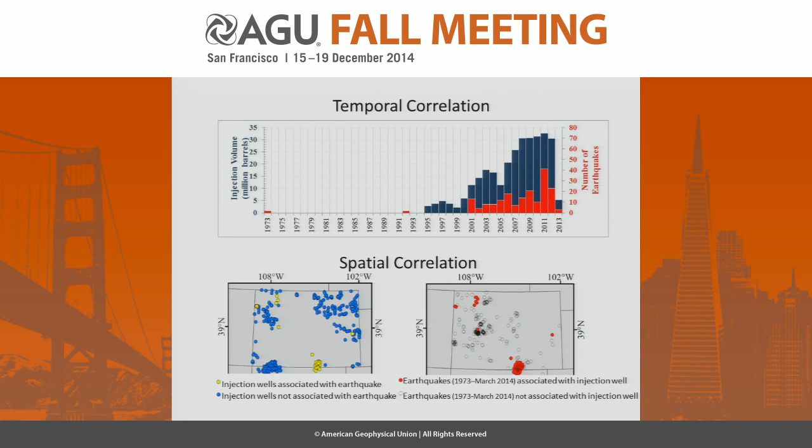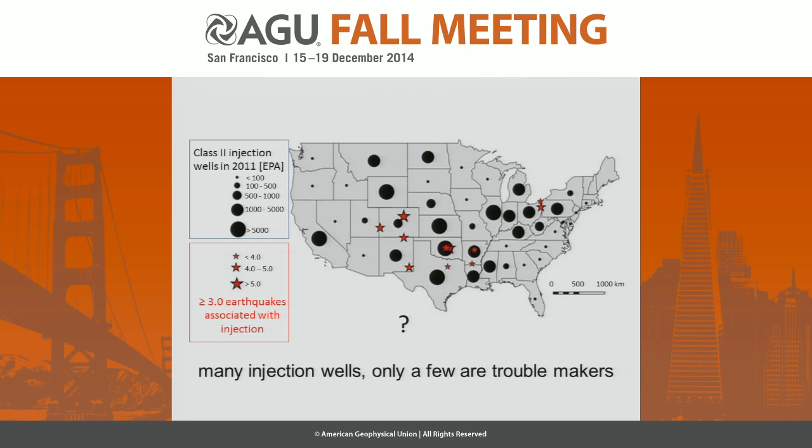As I mentioned, the broader picture is quite challenging because at this point the U.S. nationwide does not have a uniform database standard, so it was quite a lot of work. Coming back to this map, there are many injection wells, but only a few are troublemakers. We could always ask the question, why is that?